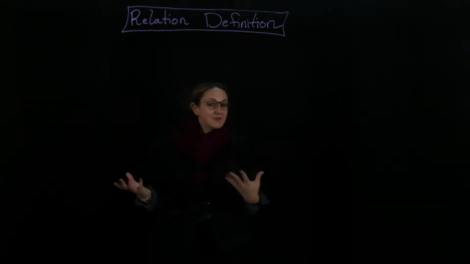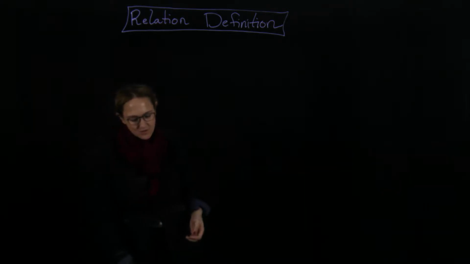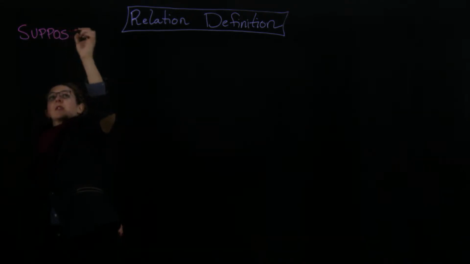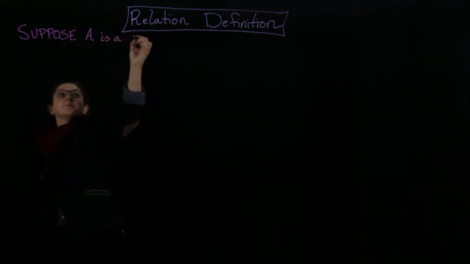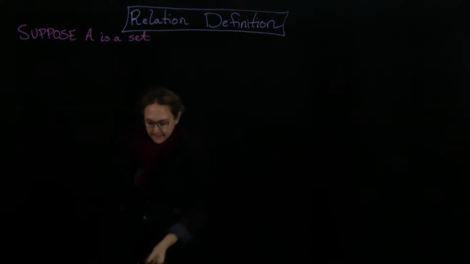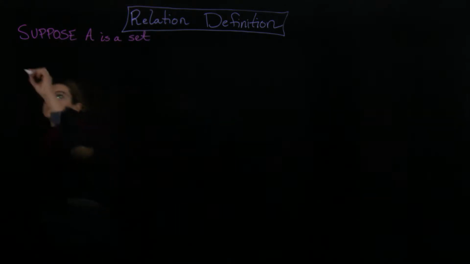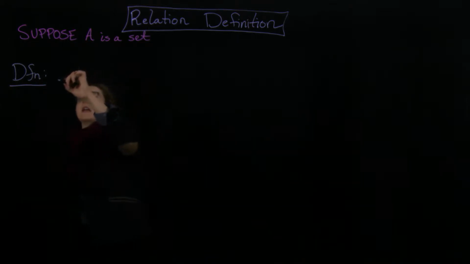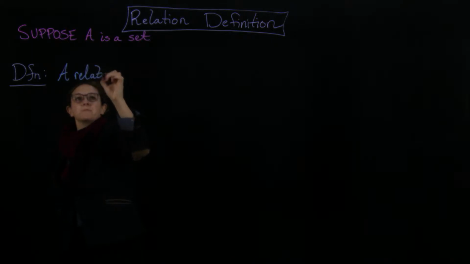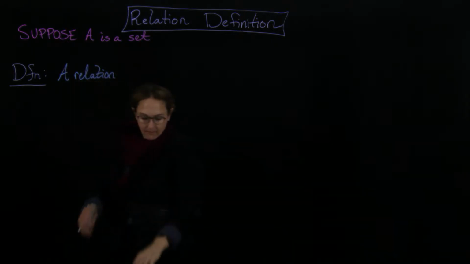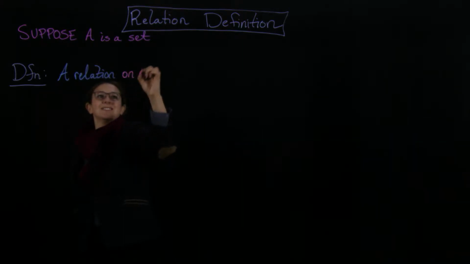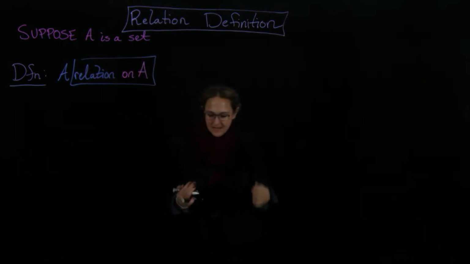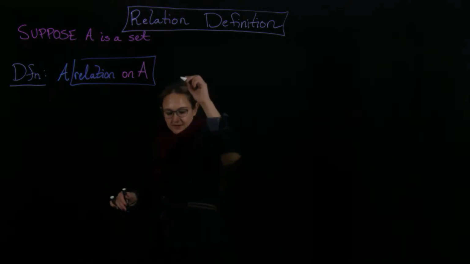Welcome. In this lecture, I want to give the formal definition of a relation. So we're going to suppose that we have a set A. Then by definition, a relation on A, and that's kind of important, the set A, is going to be just a set.